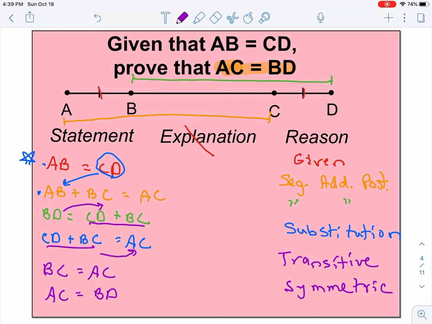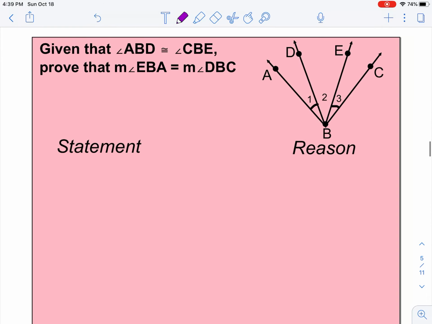So these are the things you're going to need to start doing: you're going to need to be able to justify your reasoning and what you're doing. So, all right, we did this in a different video. We're going to give it another try. There's multiple ways of doing this proof, so I'm going to do it a little bit differently this time.